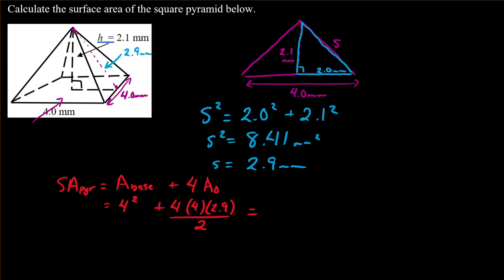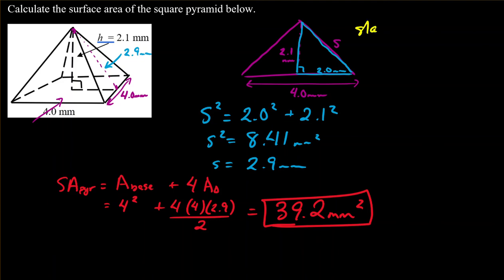So if we calculate this out, we're going to get a surface area of 39.2 square millimeters. Perfect. Again, the key here was identifying that slant height. The slant height is the hypotenuse of this side perspective, right? If we were looking at it from the front of the page here, looking in at the pyramid, this is what we would see. And so being able to identify that slant height is really important.